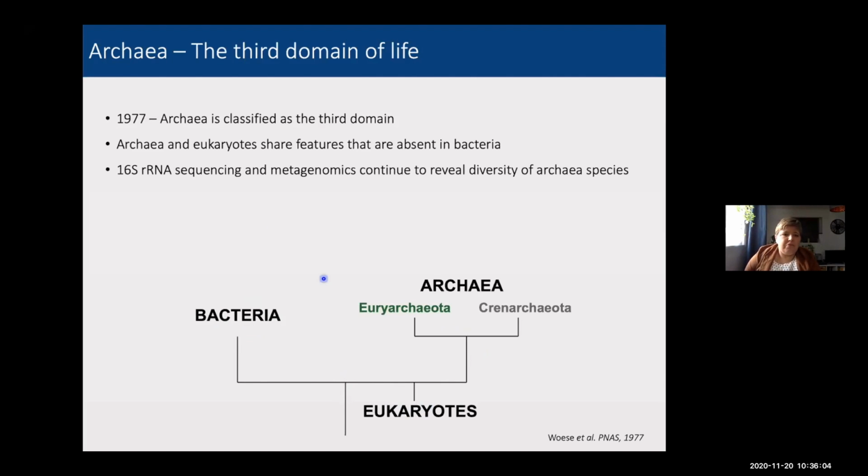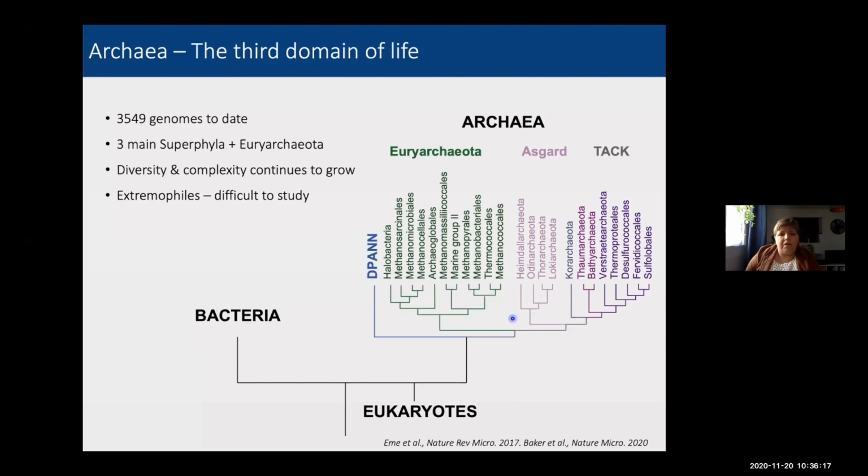This continued with the advent of 16S ribosomal RNA sequencing and metagenomics. At first, the archaea were organized into the Euryarchaea and the Crenarchaea. But over time, up to date, we have discovered more than 3,500 genomes of the archaea, and this has been much more complex and much more diverse. So now the tree is organized into three main superphyla: the DPANN, the Asgard, and the TACK, with the TACK including the Crenarchaea.